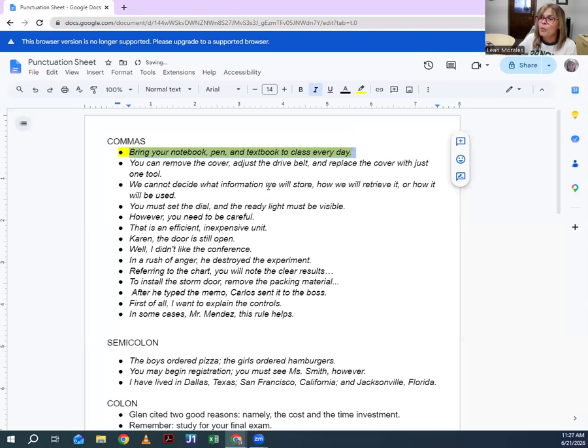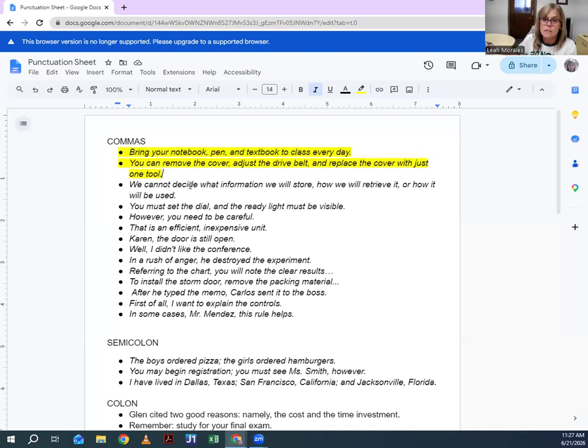Bring your notebook, comma, pen, comma, and textbook to class every day. The series there is just individual words. We use commas to separate them. You can also use commas, or you do also use commas, to separate phrases in a series, as we see in this sentence here. You can remove the cover, comma, adjust the drive belt, comma, and replace the cover with just one tool. See how that works there.